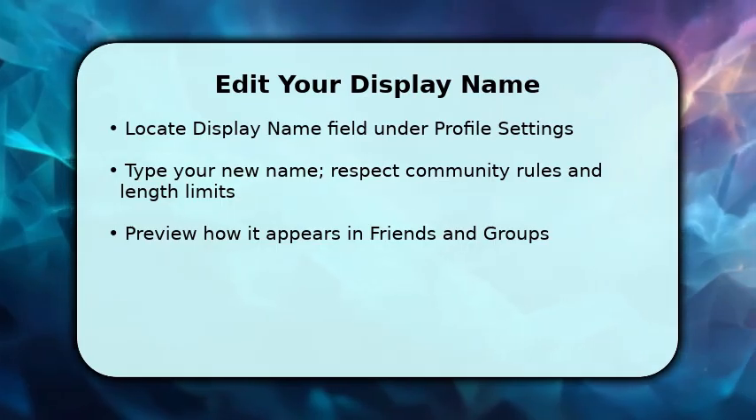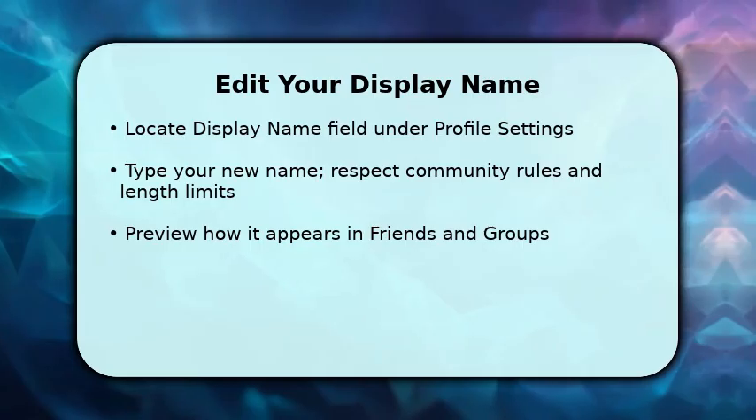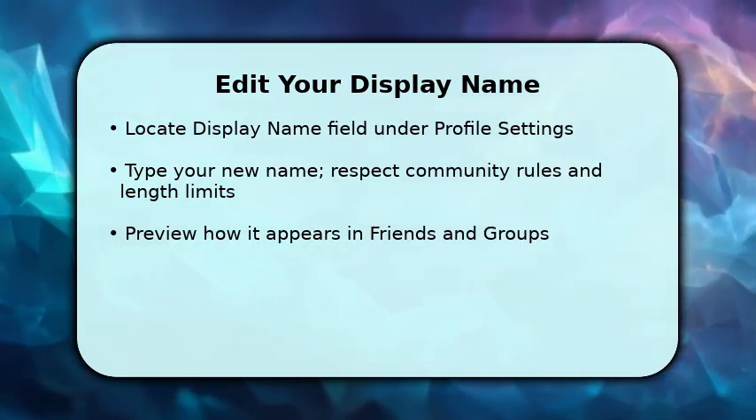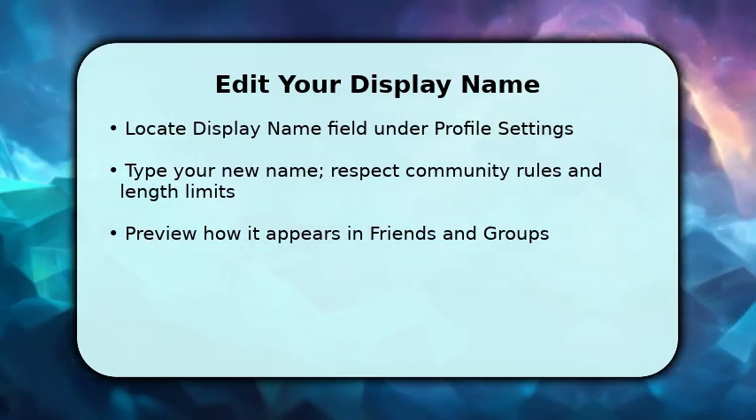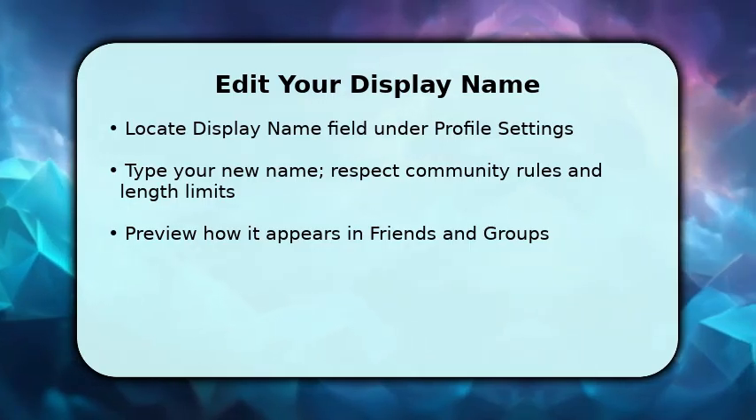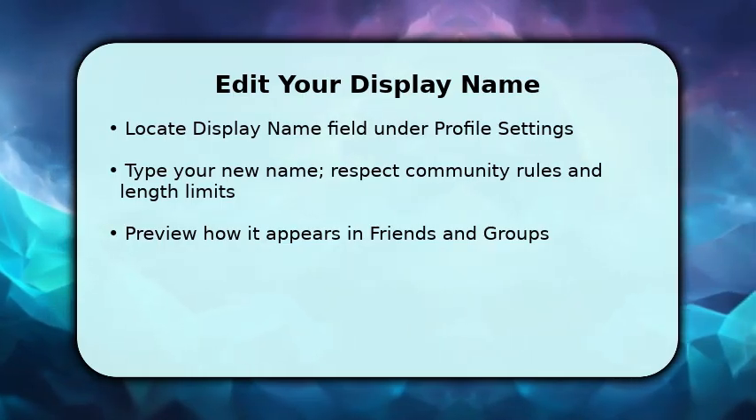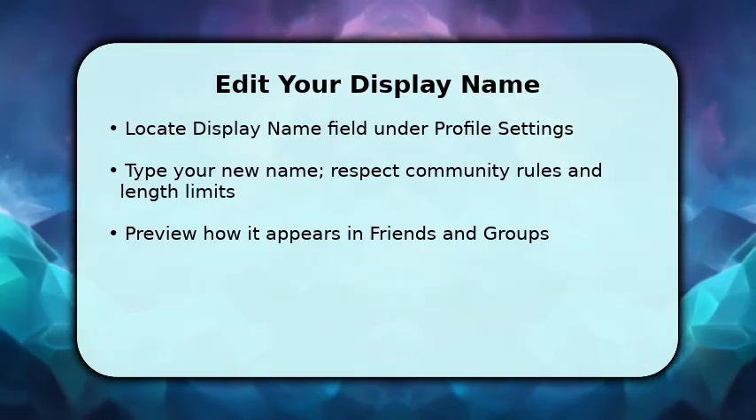Click into the display name box and type your chosen name. Make sure it complies with community guidelines and stays within the character limit. Once typed, glance at the profile preview so you can see capitalization, spacing, or special characters in context. If you use symbols or uncommon spacing, test readability because friends will see it in chats and game overlays. Make adjustments now if it looks off, so you avoid repeated small changes later.